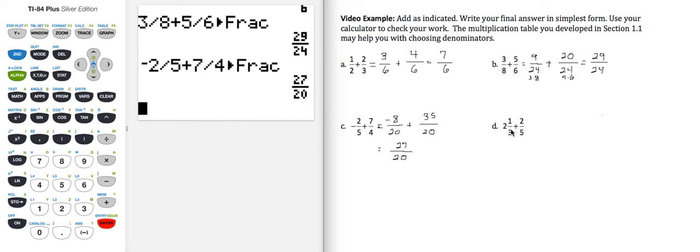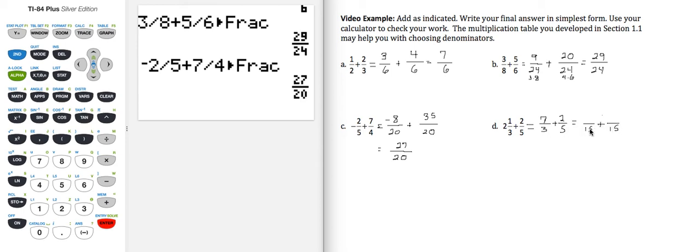Let's look at part D. 2 1/3 plus 2/5. In order to convert 2 1/3 to a denominator that's going to be compatible with 2/5, I first need to write this as an improper fraction. 2 times 3 is 6, plus 1 is 7/3, plus 2/5. I'm going to use a common denominator of 15. 3 times 5 is 15.